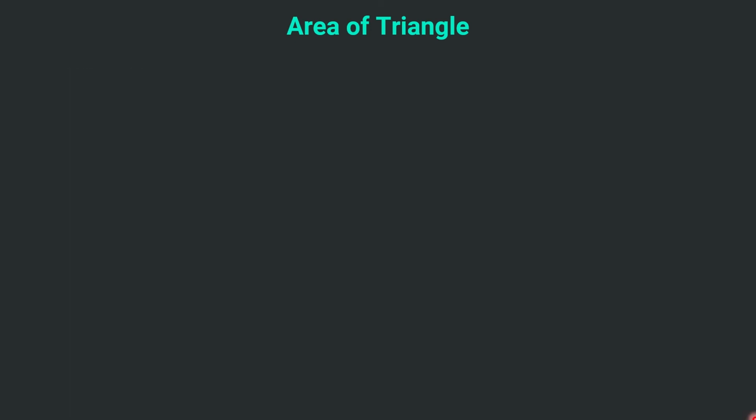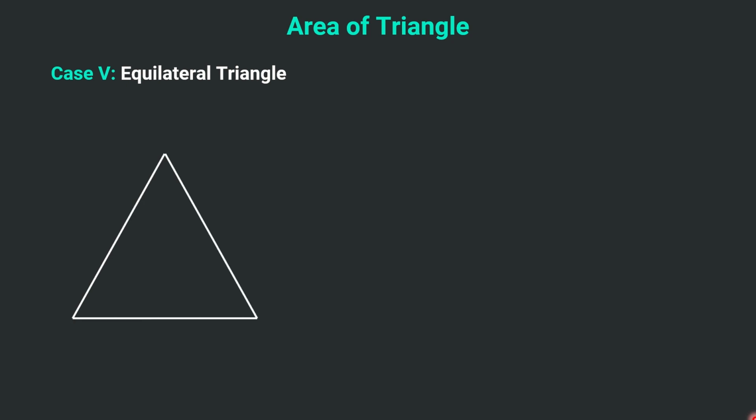So now let's see the fifth case of the triangle, which is the case of an equilateral triangle. For any equilateral triangle, since all three sides and angles are the same, the angles are 60, 60 and 60, and the sides are S, S and S. So for these three sides, the area of the triangle is given as S square under root 3 upon 4, where S is any of the sides of the equilateral triangle.